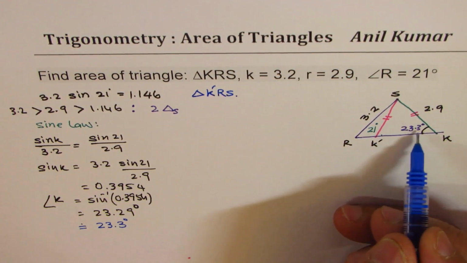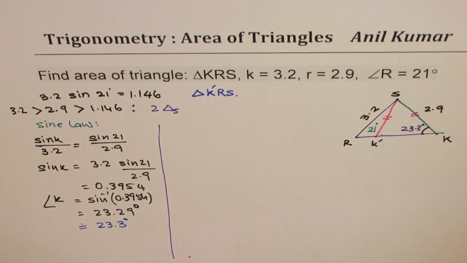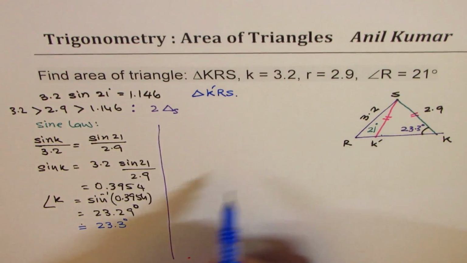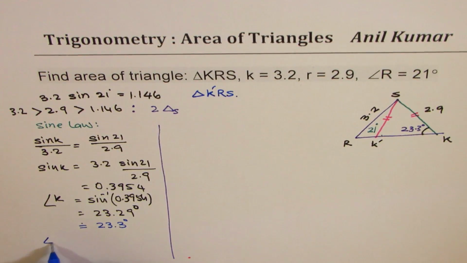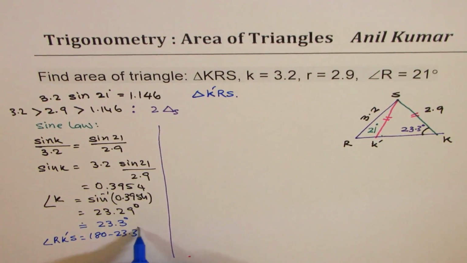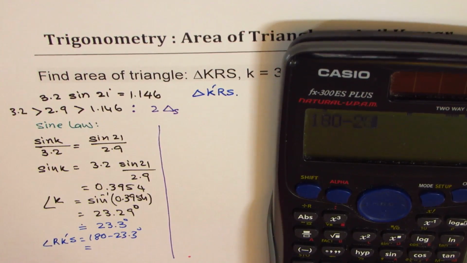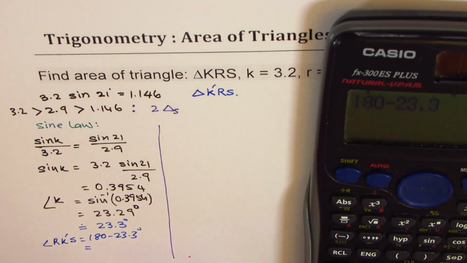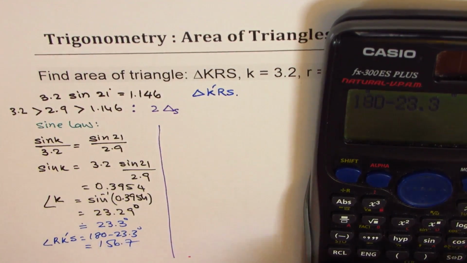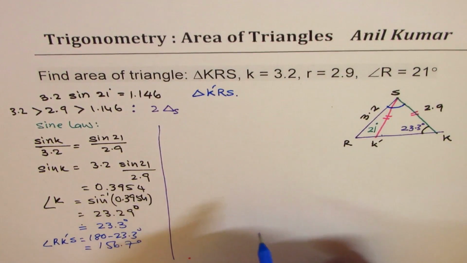Now, if this is 23.3 degrees, then what is angle S? Obviously, if this is 23.3, we know angle RK'S equals 180 minus this. Is it okay? 180 minus 23.3 degrees. Let's write this also. So 180 minus 23.3 gives us 156.7 degrees. So that is for the next triangle. Anyway, let's find the bigger angle first.